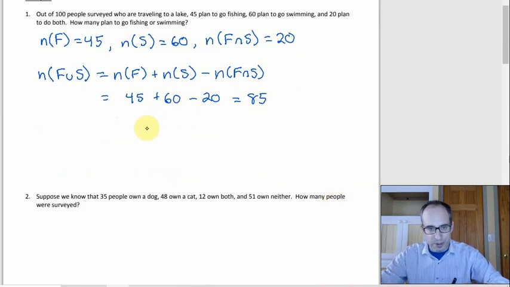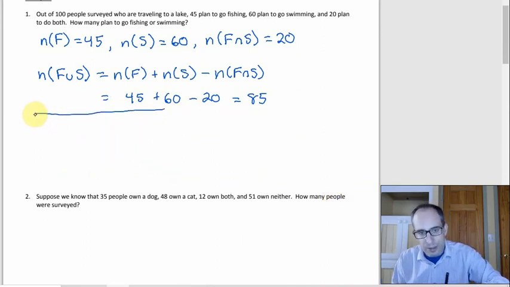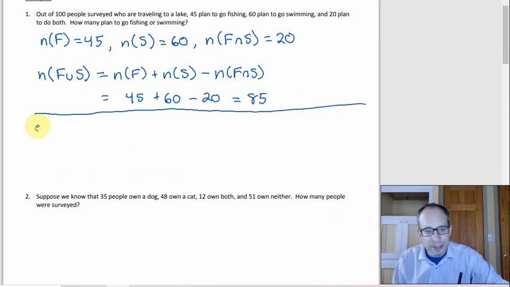The other way to do it, which maybe I wrote too big, but I think I could squeeze this in. It's only a 2-set Venn diagram. If it was a 3, I'd be in trouble.